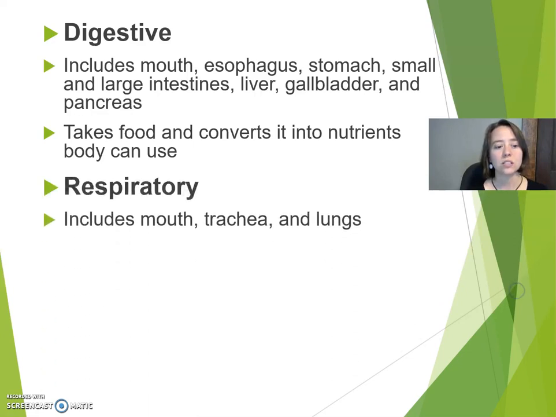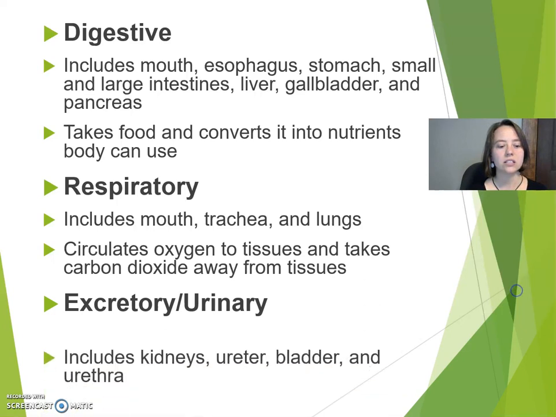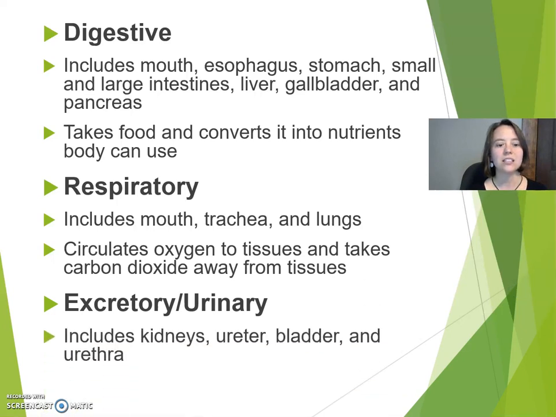The respiratory system includes the mouth, trachea, and lungs. Its job is to circulate oxygen to the tissues and take carbon dioxide away from the body's tissues. Your excretory or urinary system includes your kidneys, ureters, bladder, and urethra. It will get rid of waste and extra water.